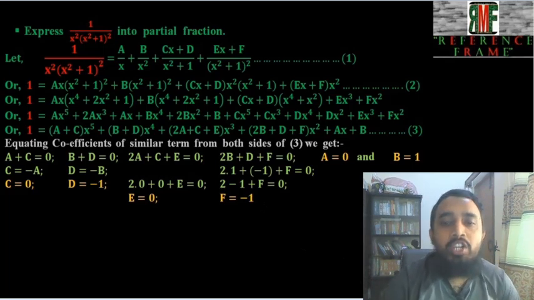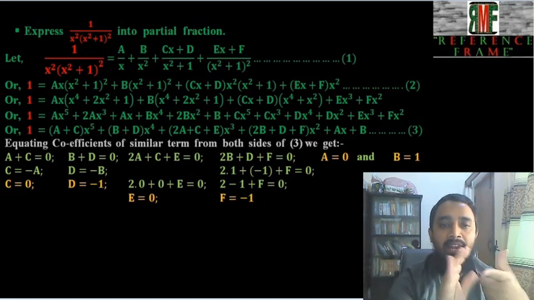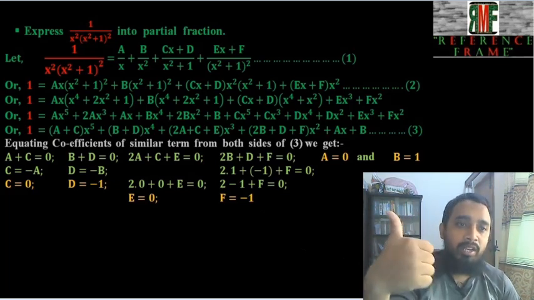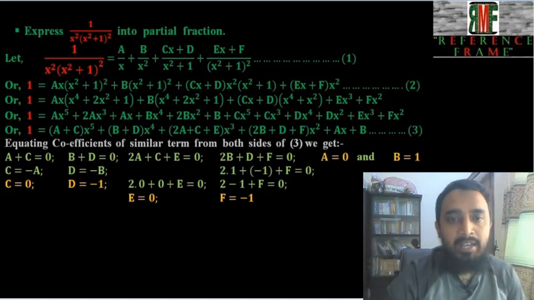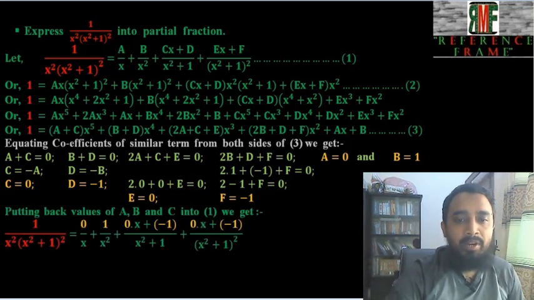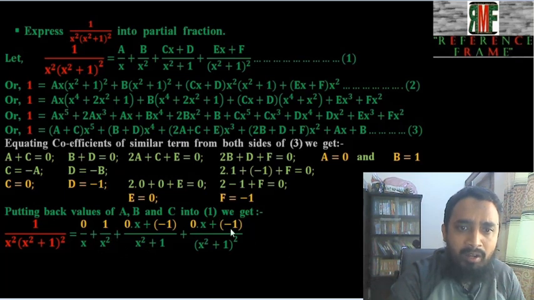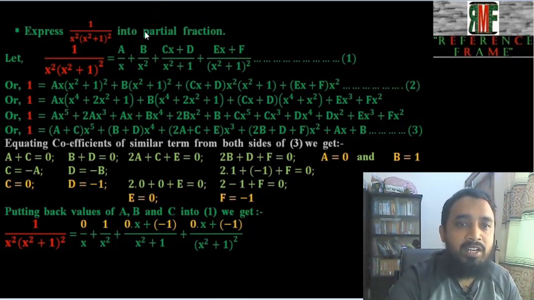Now all we need to do is put the values of these 6 constants, a, b, c, d, e and f, into equation 1 to get our desired partial fraction. So by putting down the values, all the golden colors are the values that we obtained earlier. So we just put them into equation 1.